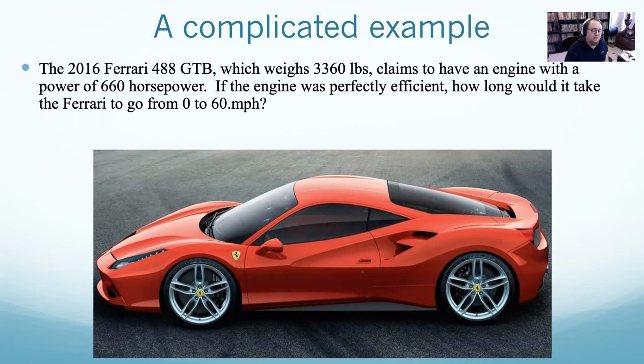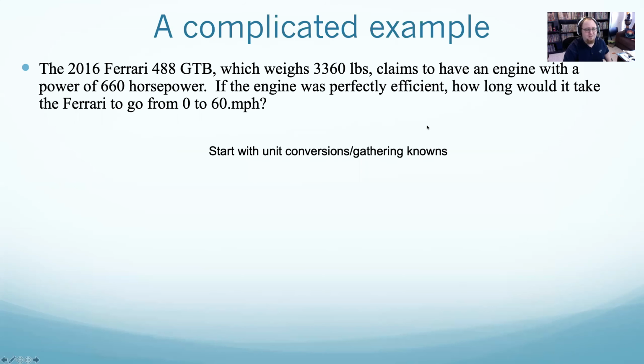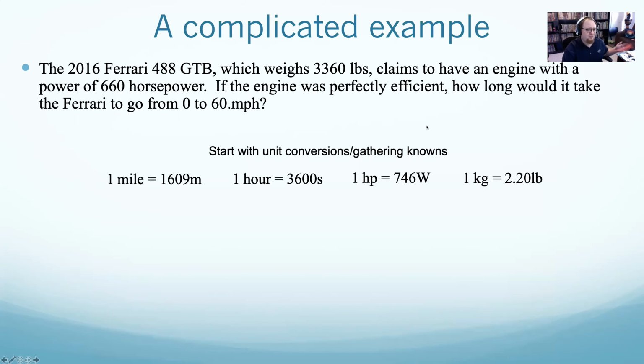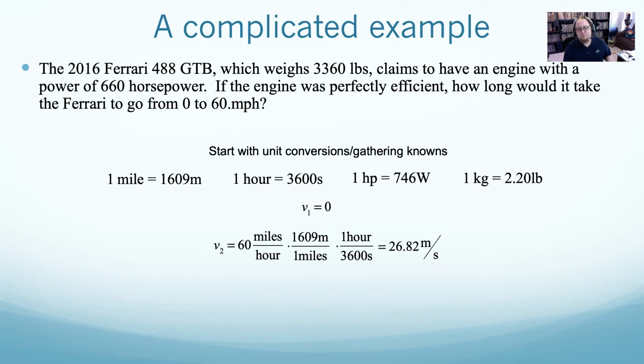If I want to solve for this, I have to start with unit conversions. And here are some conversion factors just so I have them. If I'm going to say how long it takes the car to go from 0 to 60, I'm saying how long does it take it to go from 0 meters per second to 60 miles per hour, which can be converted. 1 mile is 1,609 meters. 1 hour is 3,600 seconds. And so 60 miles per hour is 26.82 meters per second.